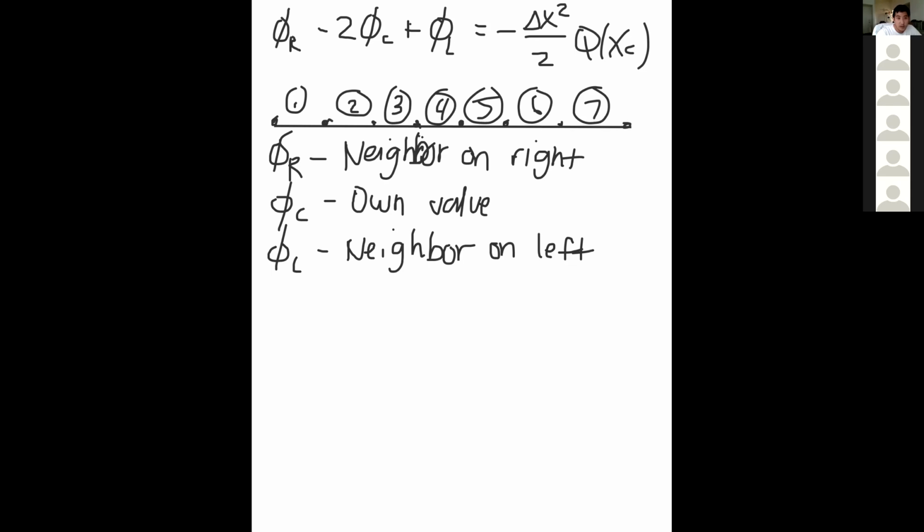Right. So actually, let's apply this to node number 2 or cell number 2, just so we can see how this is. For cell 2, the right neighbor is going to be 3. So we have phi 3 minus 2 phi c, which is my own value, so that's going to be phi 2, plus the neighbor on the left, phi l, so that's going to be phi 1. And that's going to be minus delta x squared over 2 times q of xc.